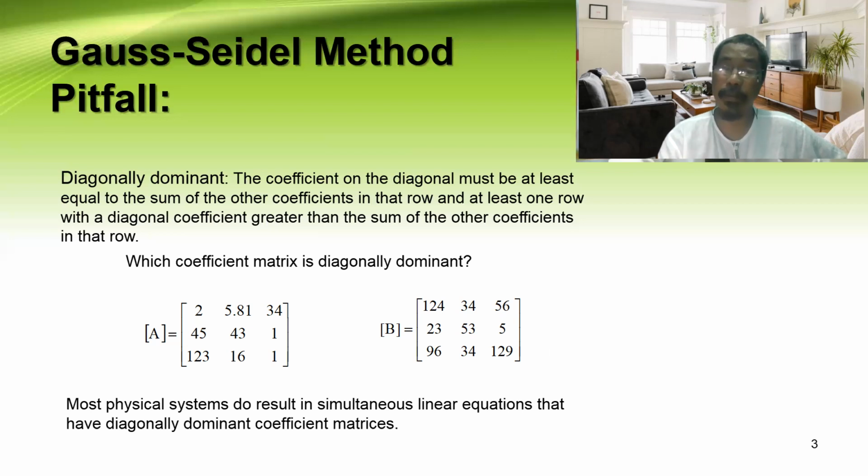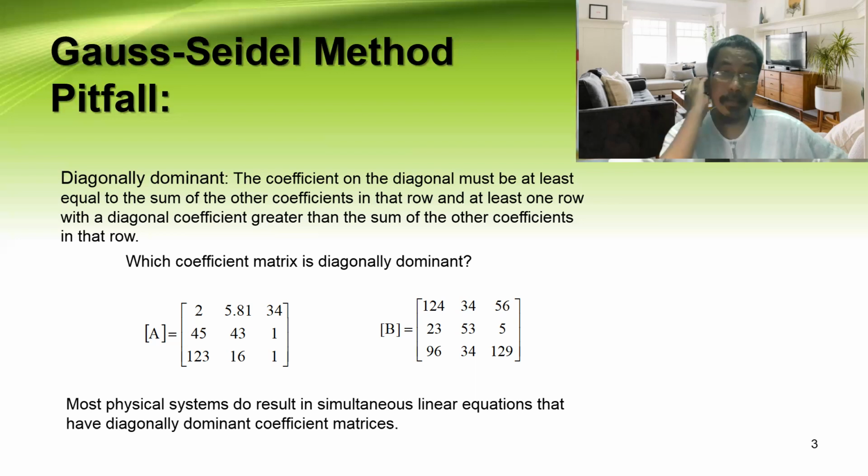Most physical systems, meaning those following the laws of physics. So let us remember that, and as an assignment, you have to do the computation here following these rules. What rule? You have to compute the sum of the other coefficients in the row and compare it to the coefficient on the diagonal.